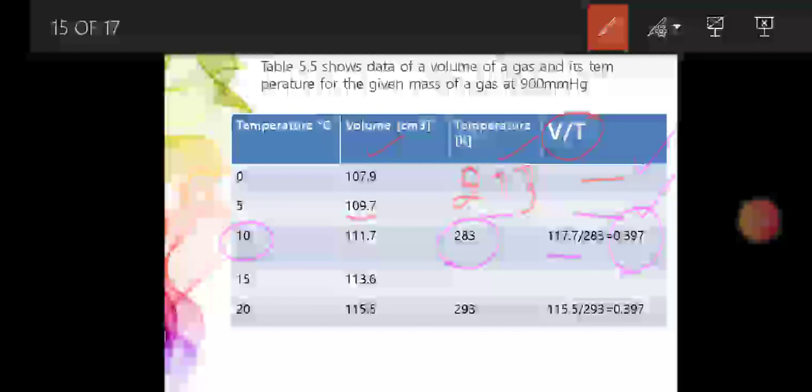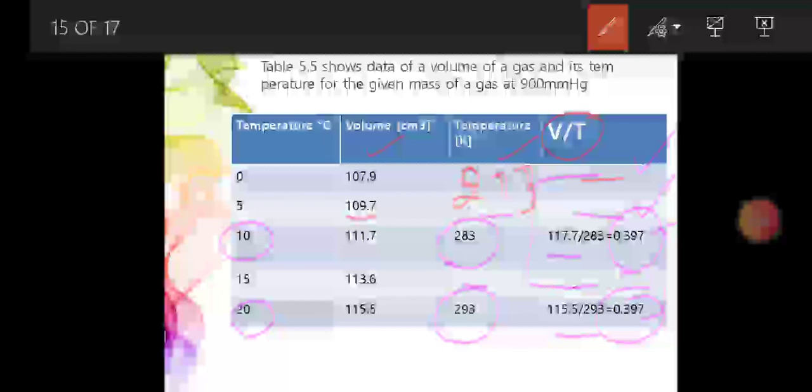Then comes the fourth set of data. Please do it quickly, do it side by side, so that you can have hands-on practice. Similarly, the last one has been done for you. This is 20 degrees Celsius converted to Kelvin, 293, and the volume is 115.5 divided by it, and finally we come to the 0.397 answer. So these two data sets are obeying Charles' law, and I am equally confident that the other 3 you are going to calculate are also obeying. So the whole experimental setup is obeying Charles' law.